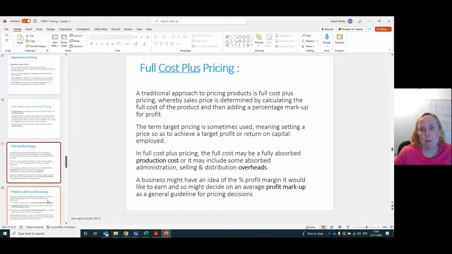So the term target pricing is sometimes used, so they can be interchangeable, meaning setting a price so as to achieve a target profit or return on capital employed. So it's taking into account a lot of other factors going on with the business. In full cost plus pricing, the full cost may be a fully absorbed production cost, or it may include some absorbed administration, selling or distribution overheads, as I mentioned. So a business might have an idea of the percentage profit margin it would like to earn, and so it might decide on an average profit markup as a general guide for pricing decisions.